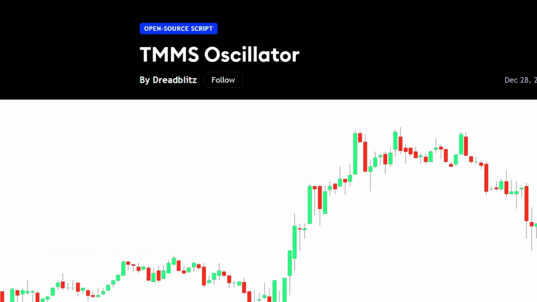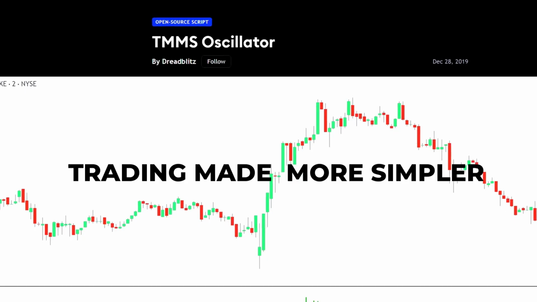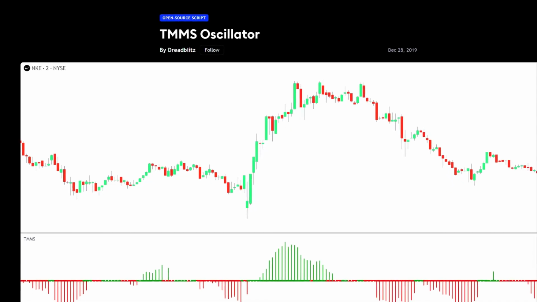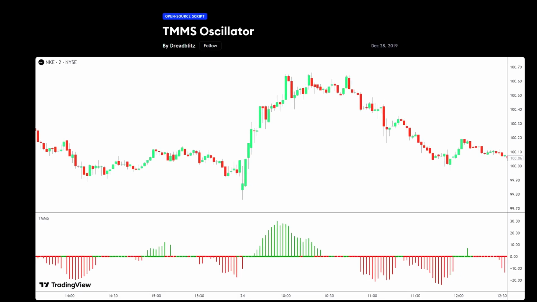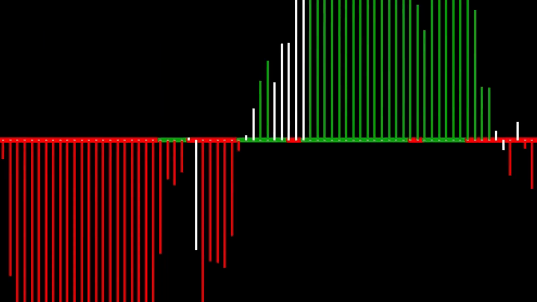The TMMS oscillator, or Trading Made More Simpler, is a fantastic tool that consists of conditions based on two separate stochastic indicators and one RSI. The bullish zone is highlighted in green, while the bearish zone is in red. When the histogram is gray, no signals are available at that time.